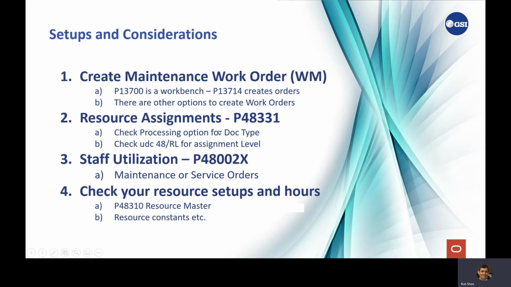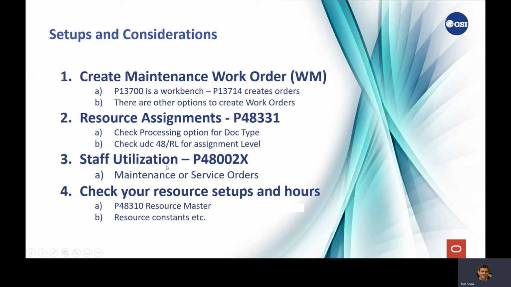Before you use the resource assignments, you want to check your processing options on that program, the P48331, to make sure that you're using it for WM work, maintenance work orders, versus an SV, which might be a service work order. You could have different versions depending on what your business does.